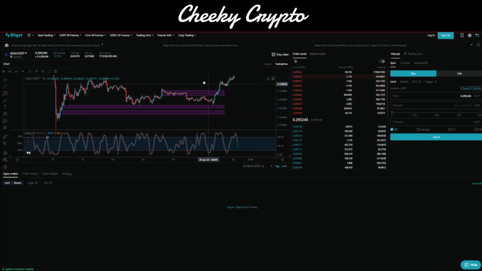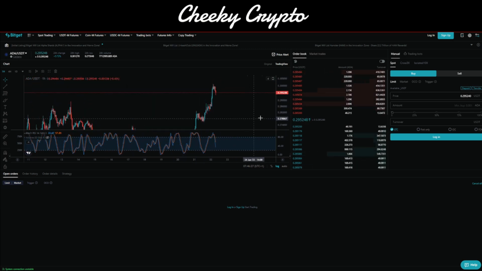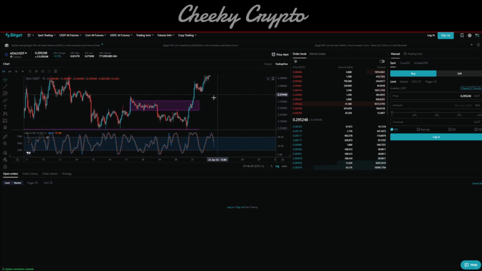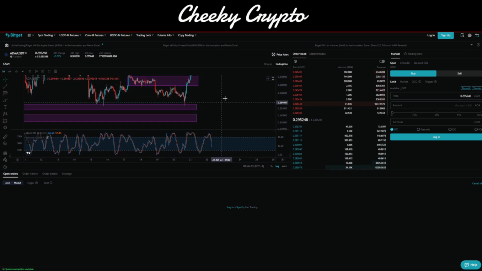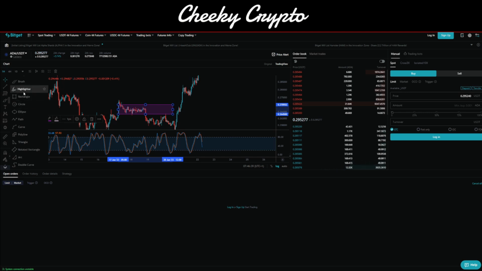Okay, so for those who don't know, fair value gaps are created from imbalances in our order book, right? You can see we had this fair value gap, we filled it. These two still remain, but there are fair value gaps all the way up here. Let's go ahead and draw in some more rectangles.